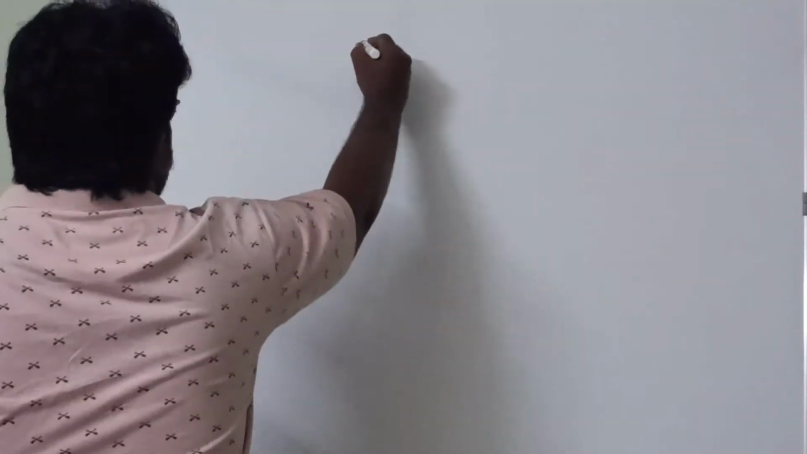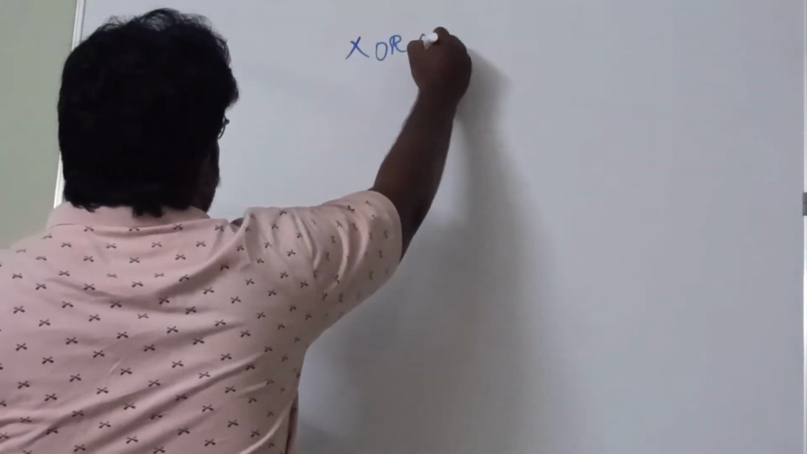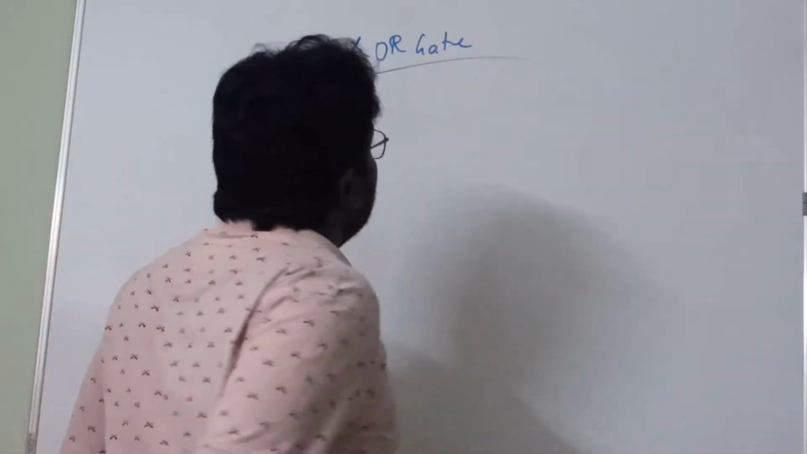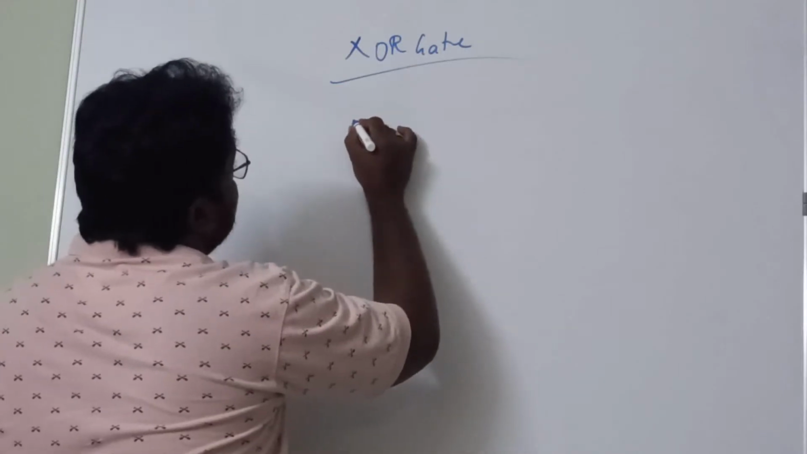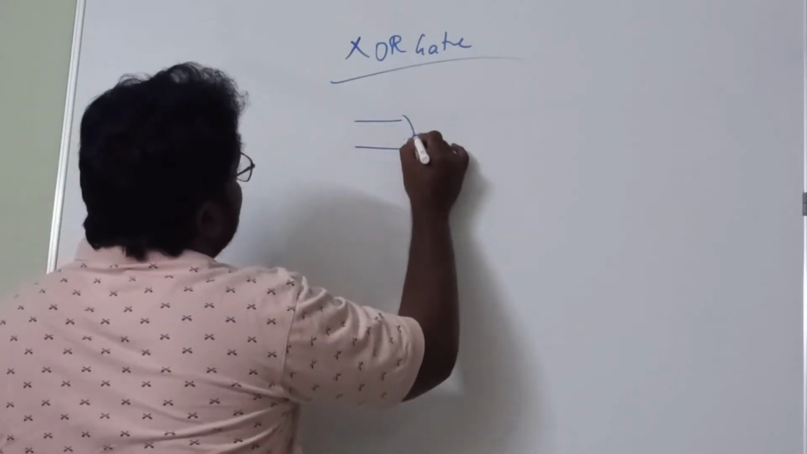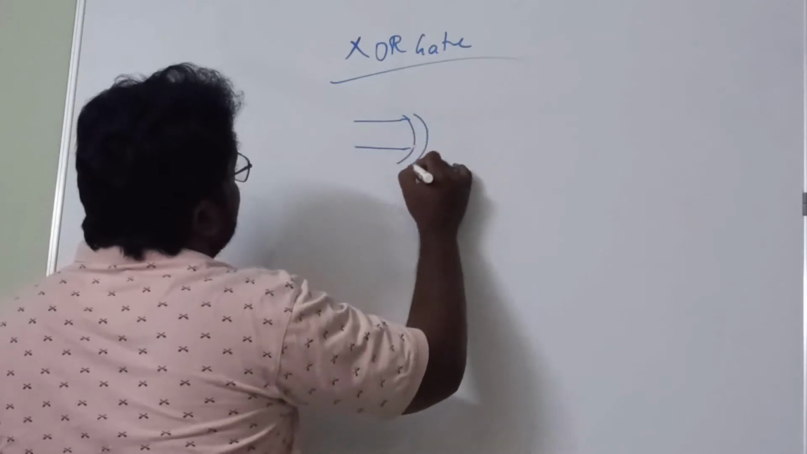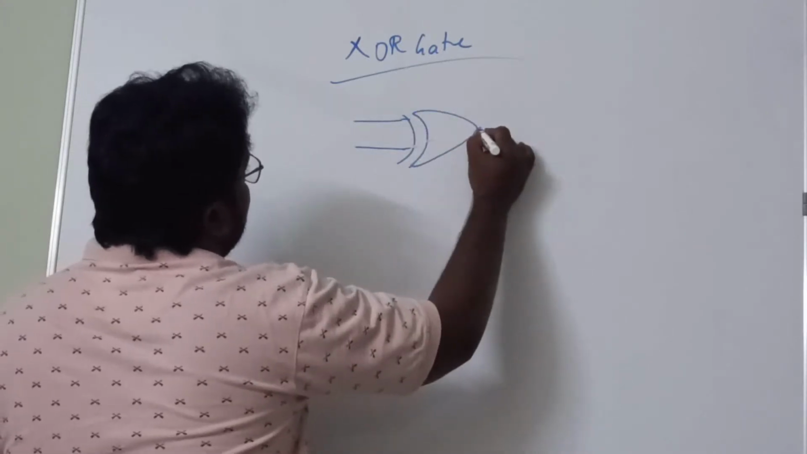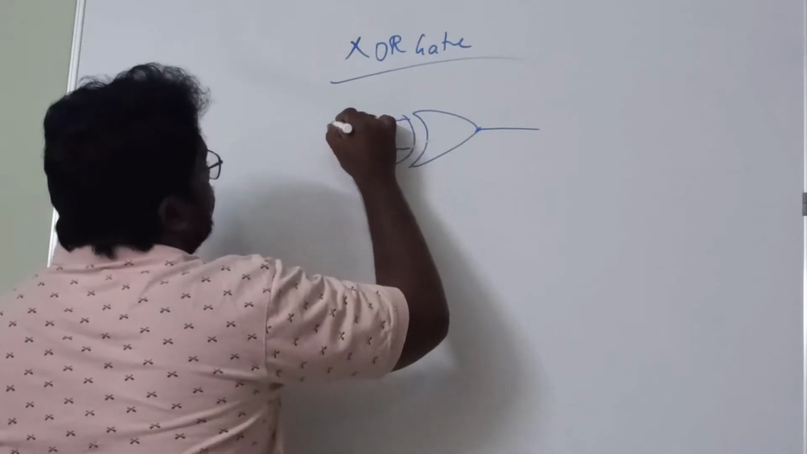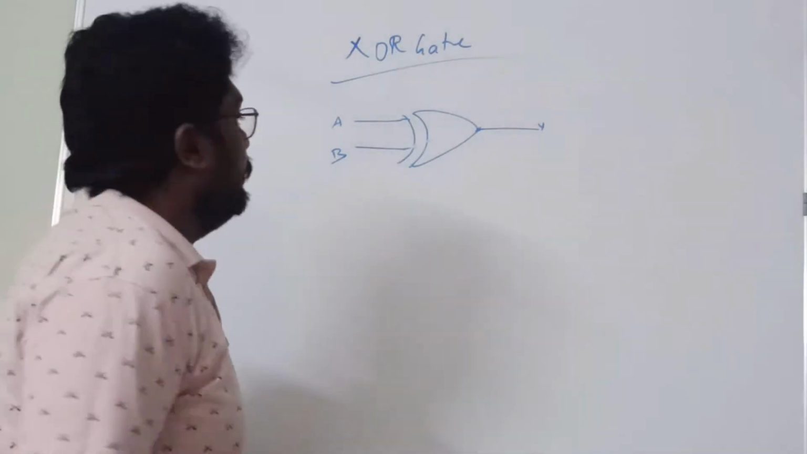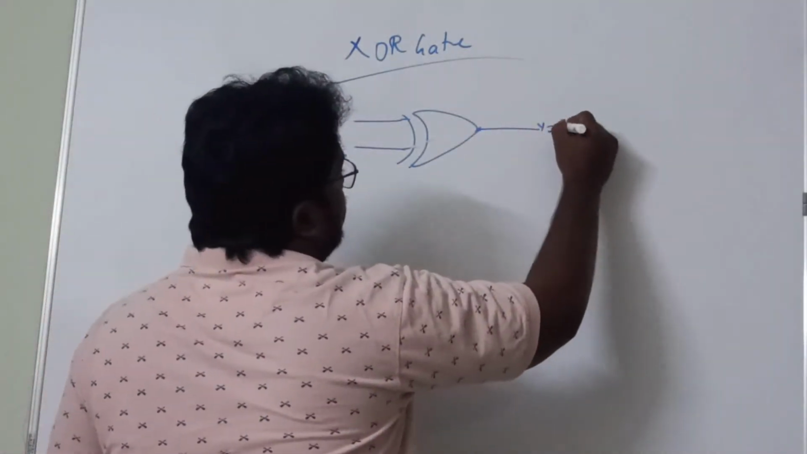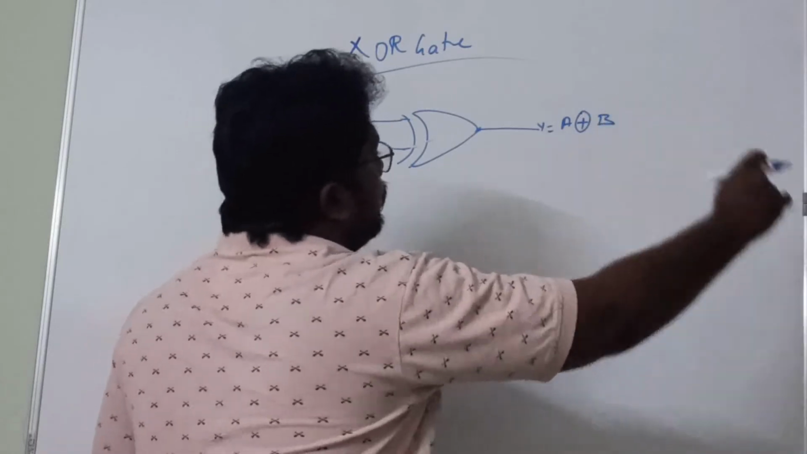Hello. So our next topic is about the XOR gate. So the logical symbol for this XOR gate is: here we are having two inputs A and B, and a singular output Y. So Y is equal to A XOR B.